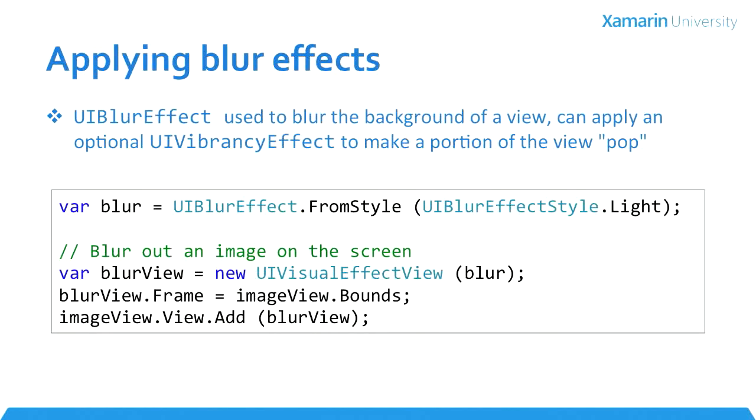And then the second effect, the UI Vibrancy effect, can be used to make a portion of the blurred image pop, if you will, and that just brightens the colors. Keep in mind, this effect can only be used with the blur effect. It cannot be used on its own.